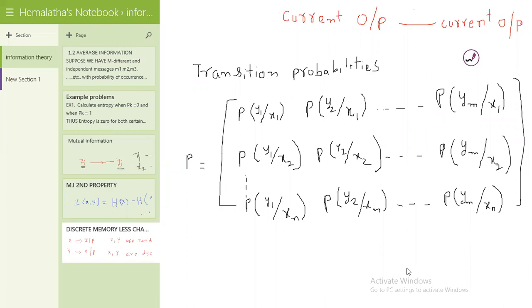The above matrix has a size of n by m, that is, n rows and m columns. It is called the channel matrix or probability transition matrix. This matrix is called the channel matrix. The terminology is also very important: channel matrix or probability transition matrix.